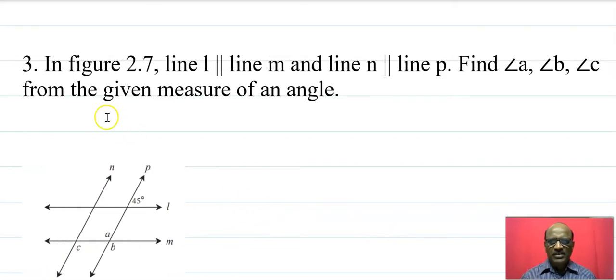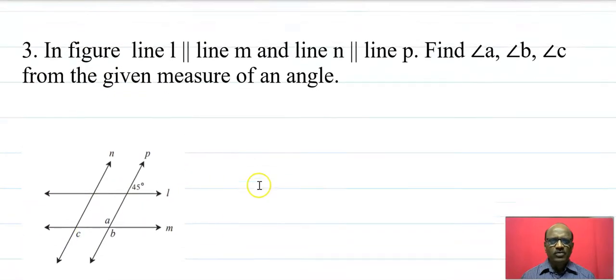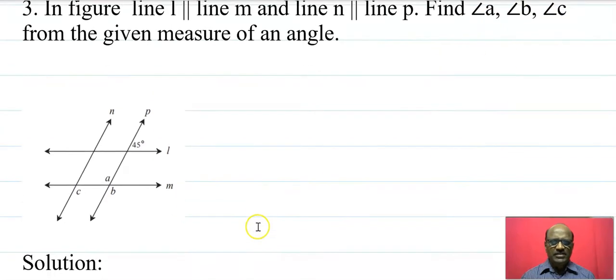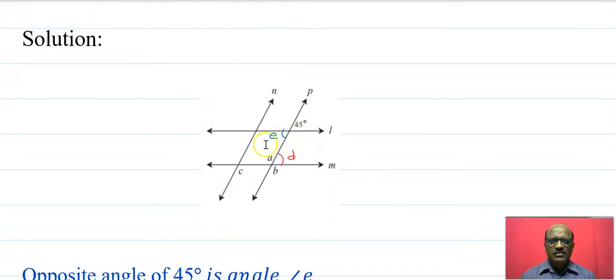Now the question number 3. In the figure, line L is parallel to line M and line N is parallel to line P. Find the measure of angle ABC. Now let us start. Suppose this angle is 45, and E and this angle are vertically opposite angles. Therefore, the measure of angle E is also 45. E and D are alternate angles. Therefore, D is equal to 45.